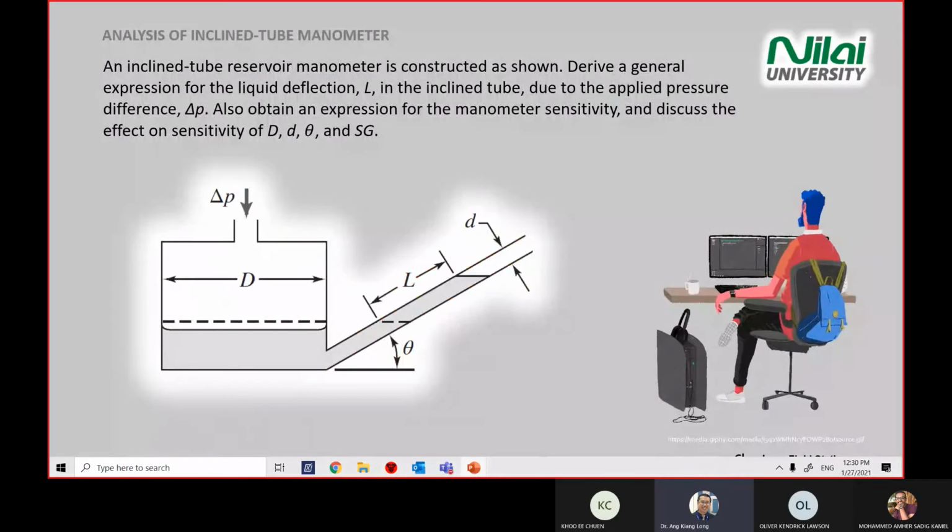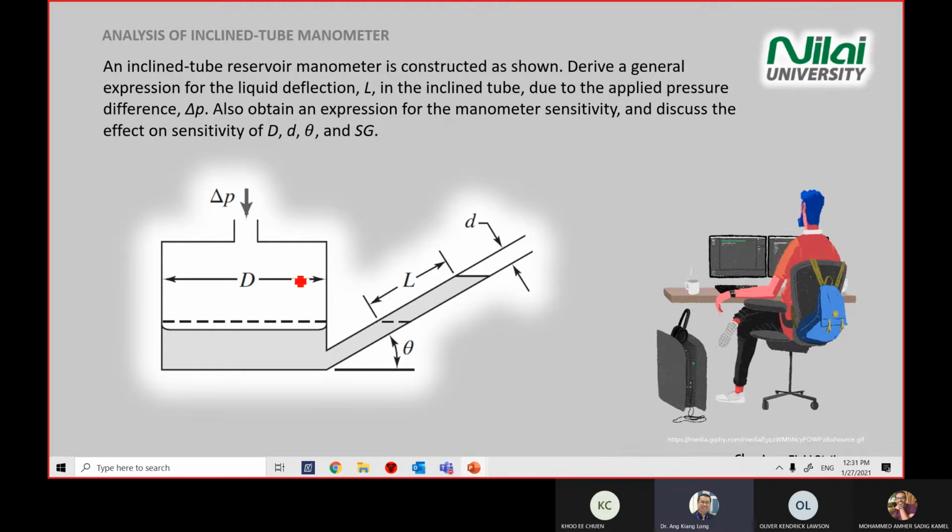This one is in your tutorial question number 8. So let's say you have an inclined tube, as you see on the screen here. The question asks you to derive an equation using what you see on the screen here and what you learned previously. So you have a container with a diameter of D, and then you have a tube here that is filled with a liquid.